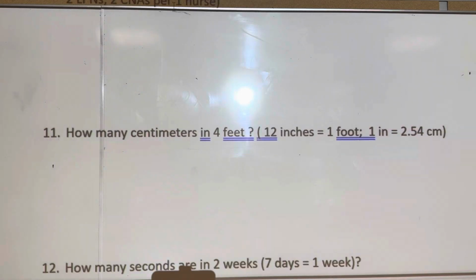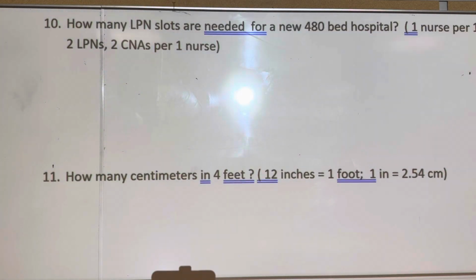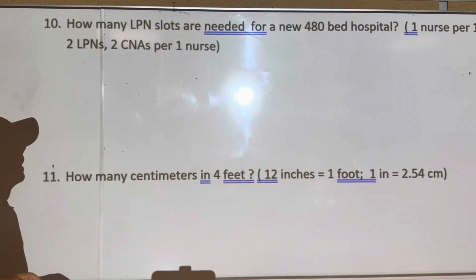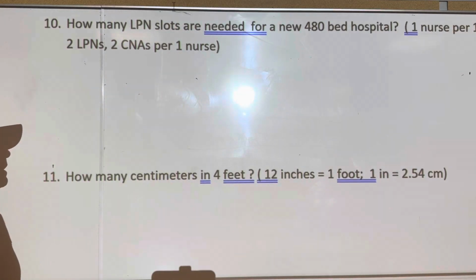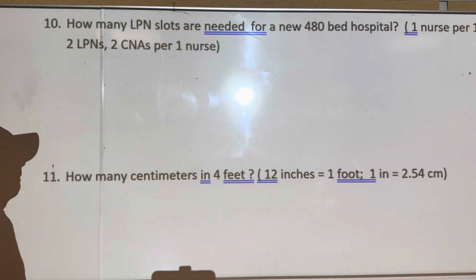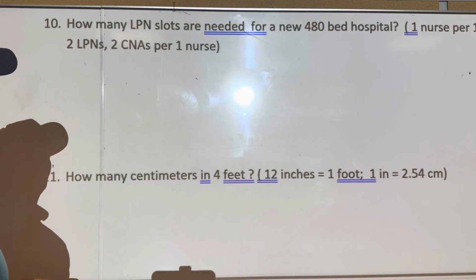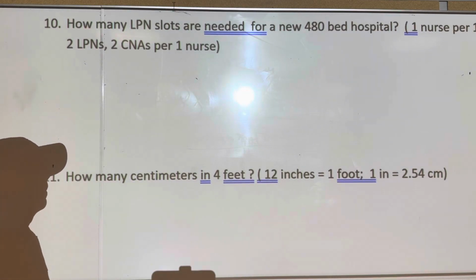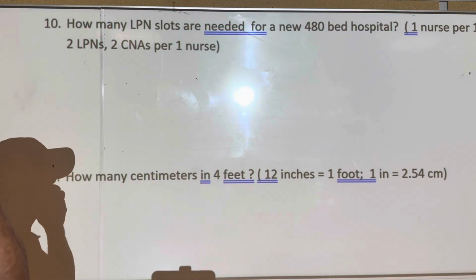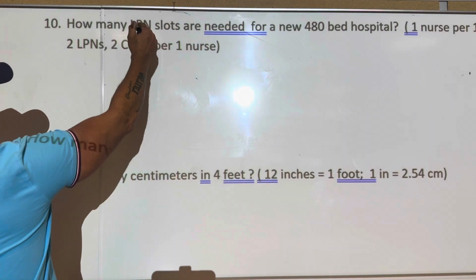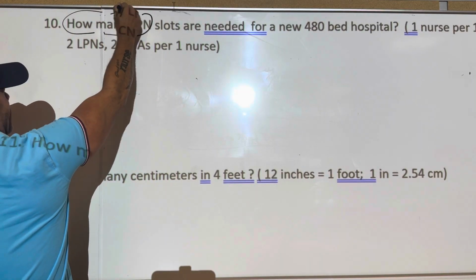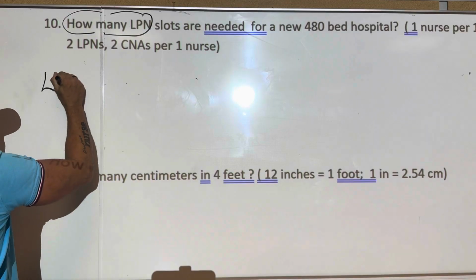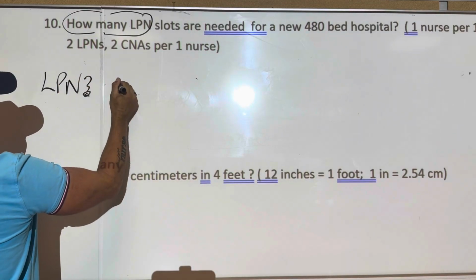Okay, number 10. How many LPN slots are needed for a 480-bed hospital? 1 nurse per 12 beds, 5 CNAs per 2 LPNs, and 2 CNAs per 1 nurse. All right. Well, how many LPN slots are needed for a new 148-bed hospital? How many LPNs? That's what we're looking for, right? LPNs here, question mark.